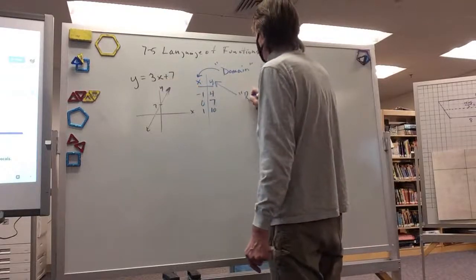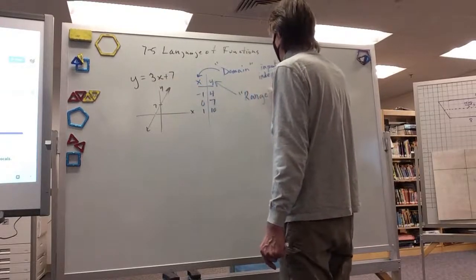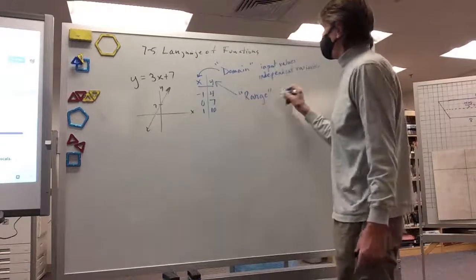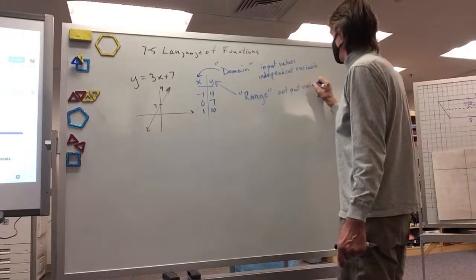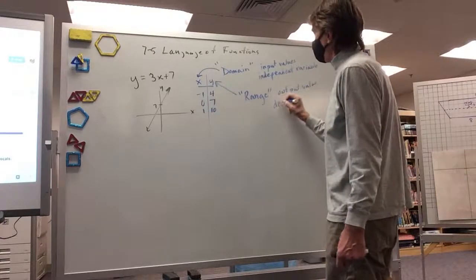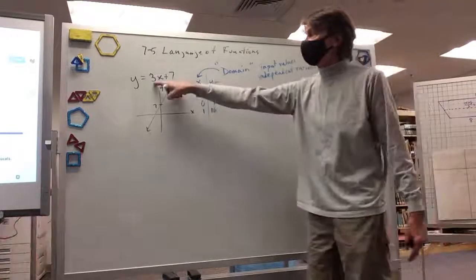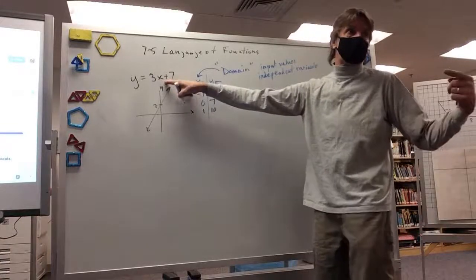And the y is what we call, the output is what we call the range. So these are the output values. And they are dependent upon the rule. And the rule here is 3 times the input plus 7.